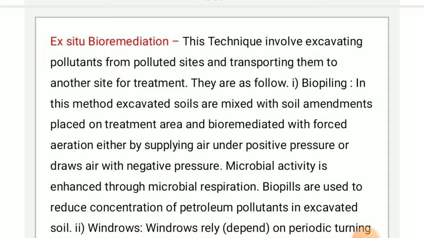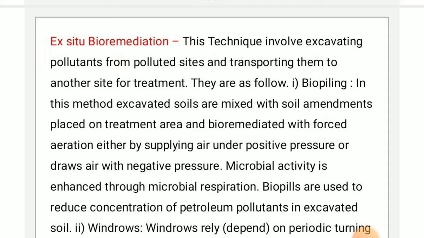But here, that is the ex situ bioremediation. Whatever area is affected by the pollutant, by the effluent that has been directly released from the industry, that area, that material or that zone is directly excavated, and that excavated quantity is directly transported to another area where the particular treatment is given to them. And this is the expensive method, the ex situ bioremediation as such.